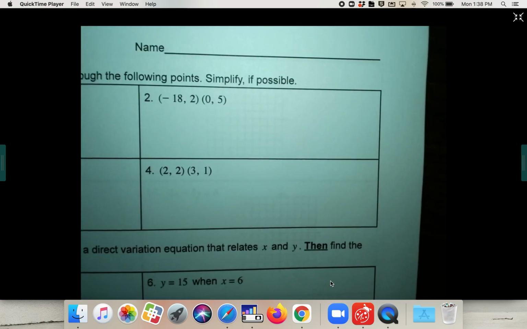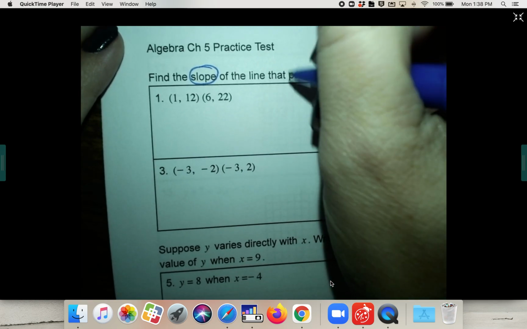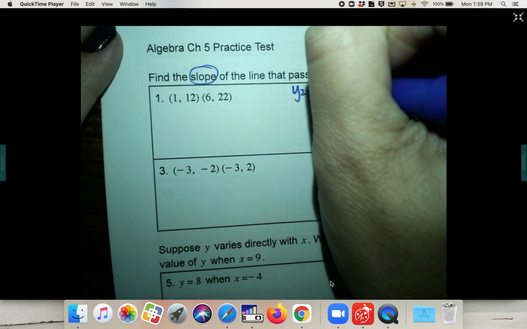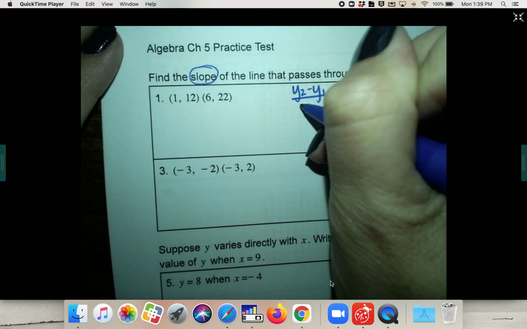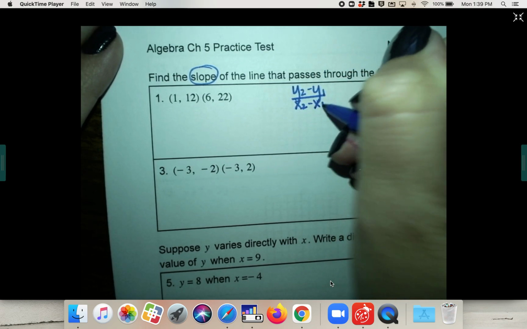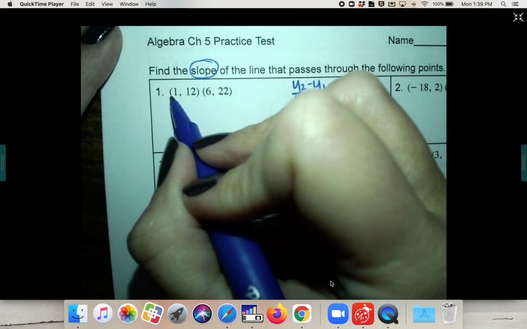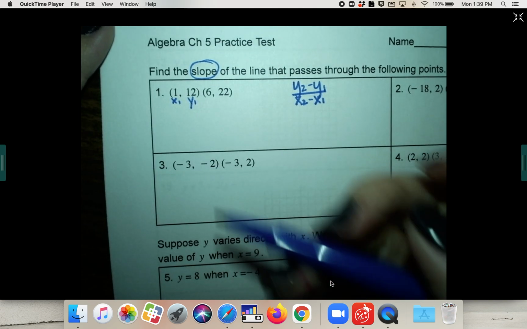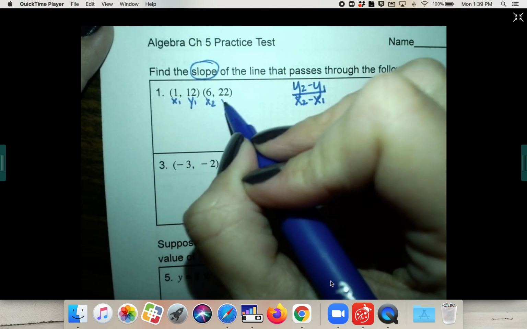I'm going to see if I can find room. I can't find room anywhere. I'll just write it right here. It is y2 minus y1 over x2 minus x1. And remember, this is my x1, this is my y1 because it's the first set of coordinates, and then this would be my x2, y2.